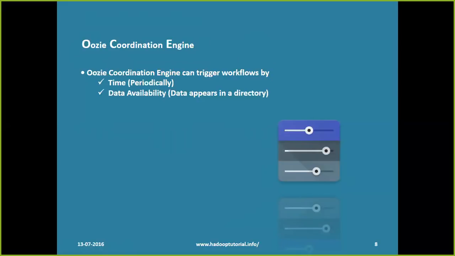Now, let's say you have multiple workflows, or even only one workflow, and you want to trigger that workflow not immediately, but only at 4 p.m. every day. In that case, the coordination engine comes into the picture. It helps us trigger those workflows periodically by time.